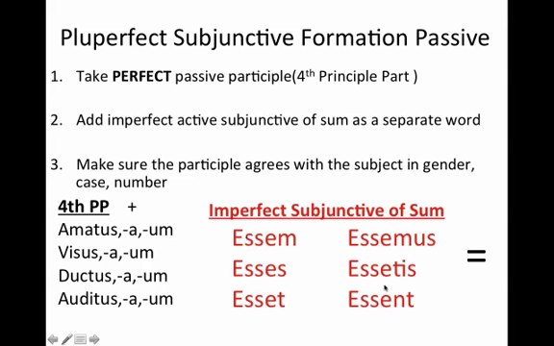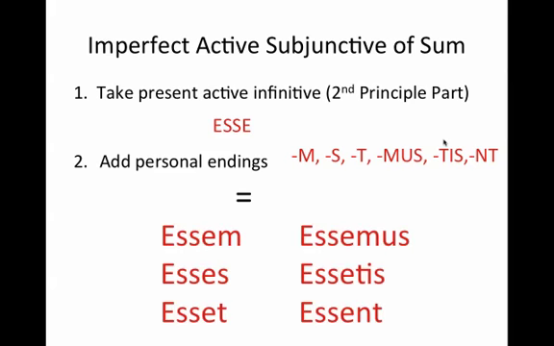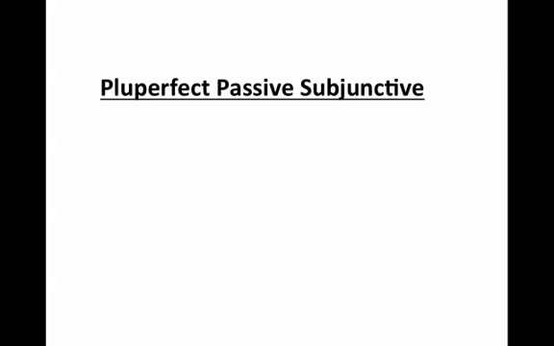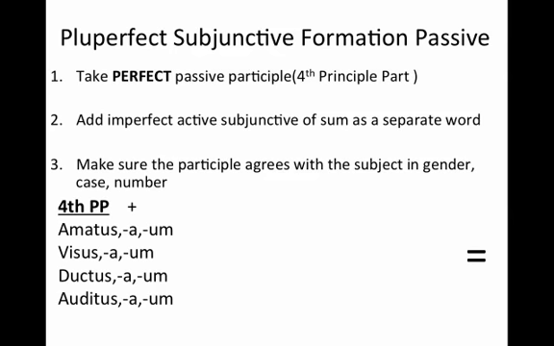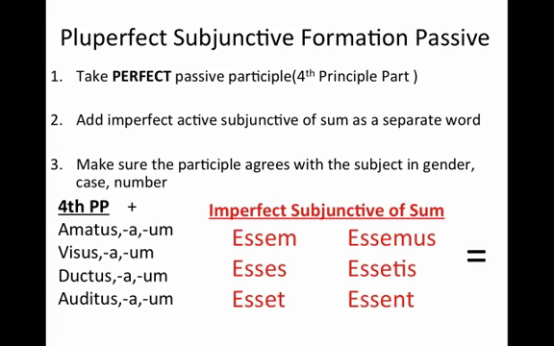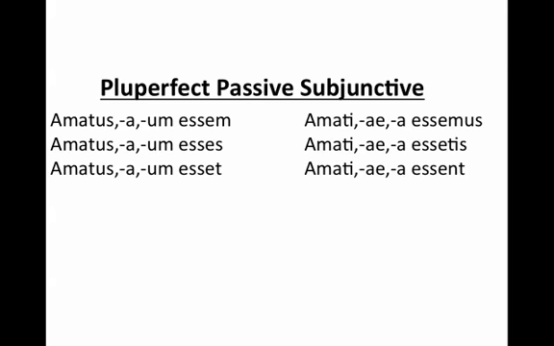Now you might be wondering where those forms came from. How did you get that as an imperfect subjunctive? If you remember with the imperfect subjunctive, you just take the present active infinitive, esse in this case, and add the personal endings, which gets you those same forms. Okay, so pluperfect passive subjunctive, if going back we take amatus, visus, etc., those fourth principal parts, and then we take essem, esses, esset, we're going to end up with amatus essem, amatus esses, etc.